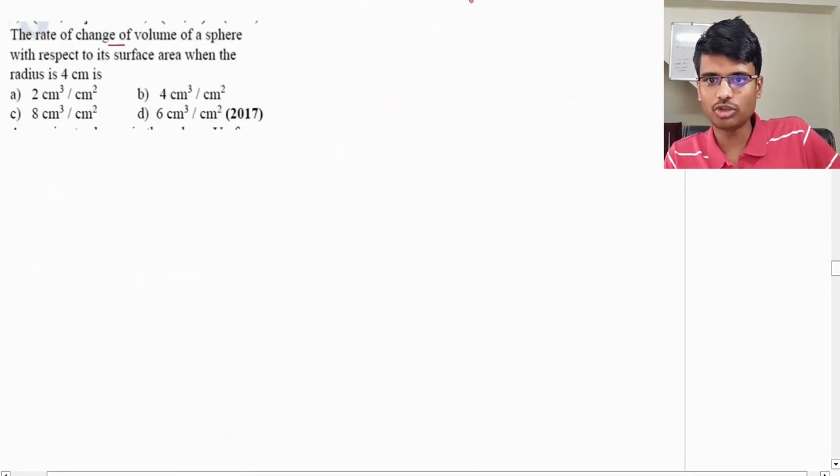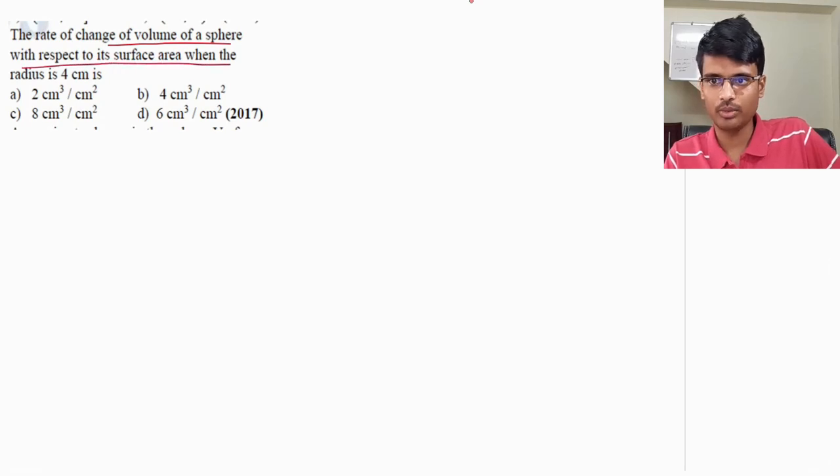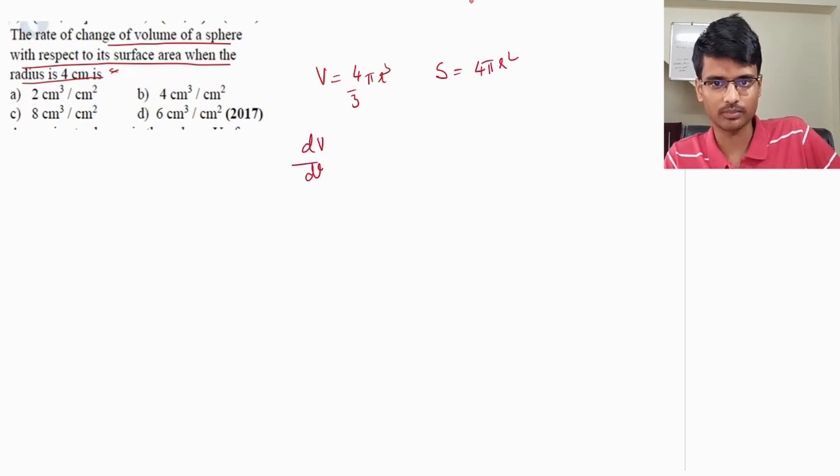The rate of change of volume of a sphere with respect to its surface area when the radius is 4 centimeter is. Okay, what is the volume of a sphere given? 4 by 3 pi r cube. And what is the area of a sphere given? 4 pi r square. So let's just differentiate with respect to r.